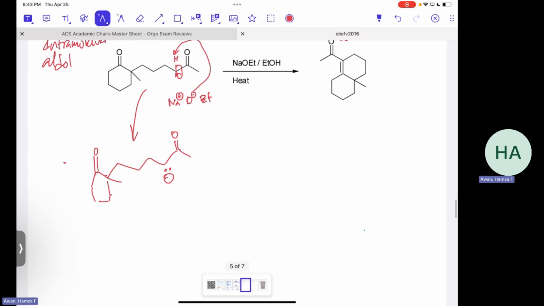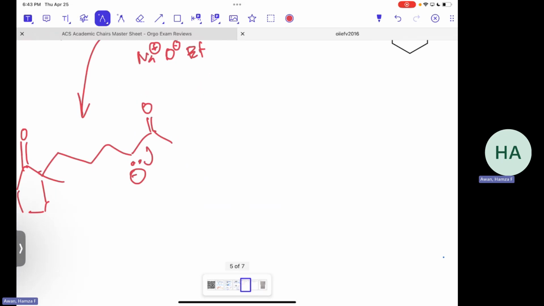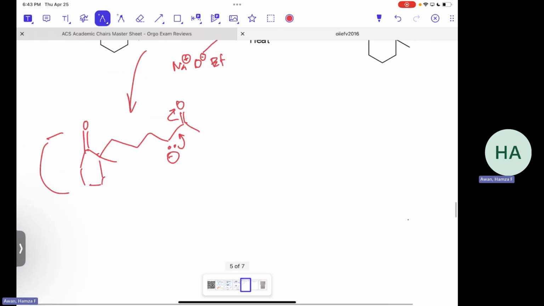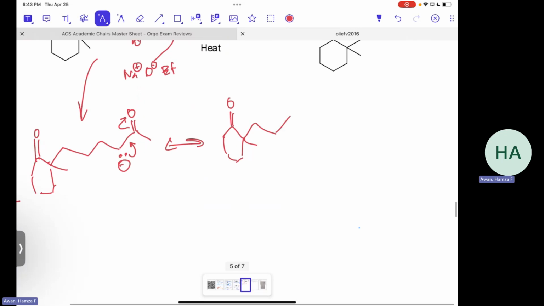And one thing we can do here is resonance. So we need to draw a resonance structure. This minus charge can be moved like this so that the oxygen has the minus charge. That's going to be more stable than the minus charge that we have right now because oxygen is more electronegative. So our next step, we'll just draw this resonance structure.